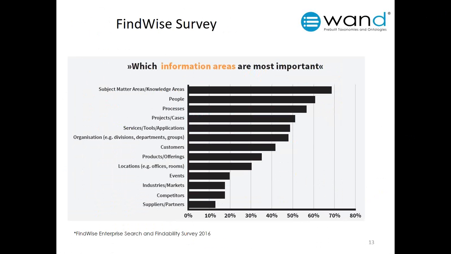The last little slide I picked out, it's asking what information areas are most important, and you can see the top 3. One is subject matter areas or knowledge areas. Number 3 is processes. And both of those things are sort of areas that we can capture with taxonomy terms. So we can have taxonomy concepts about our processes. We can have taxonomy concepts about subject matter areas. And then the second one's really interesting as well.